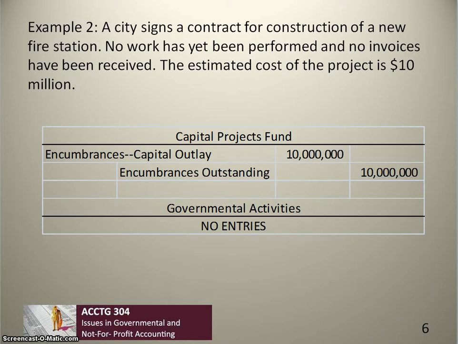So our city wants to recognize that there is a commitment against its appropriations for this project of $10 million due to the signed contract. So it debits encumbrances, in this case for capital outlay, of $10 million, and the balancing entry is to an account called encumbrances outstanding.